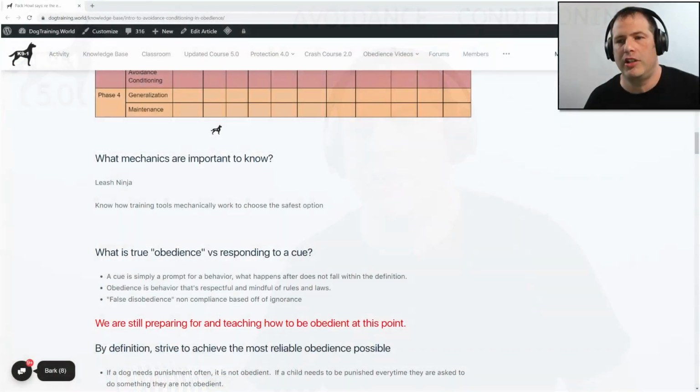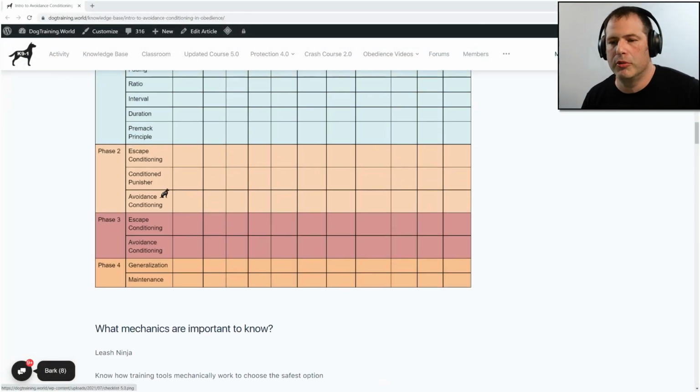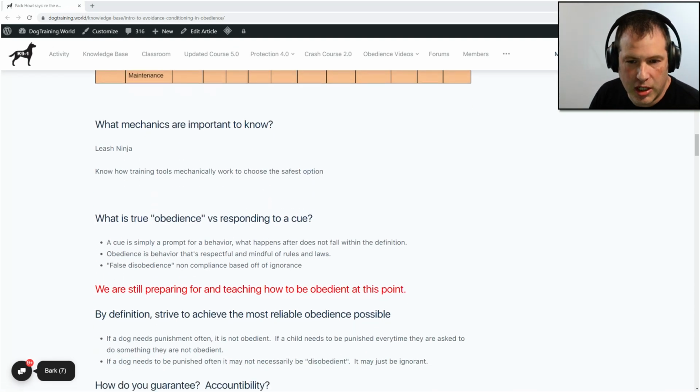Don't mix it up with generalization. Generalization is what you get to towards the end. Generalization is where the dog behaves, is obedient, does what you taught the dog. I mean, generalization could be used on any phase of the training. It's just that generalization is when you get similar behavior in different situations that are similar but not the same. It's not at that point. You're not looking for perfect stuff here. We're teaching what avoidance conditioning is about over here.